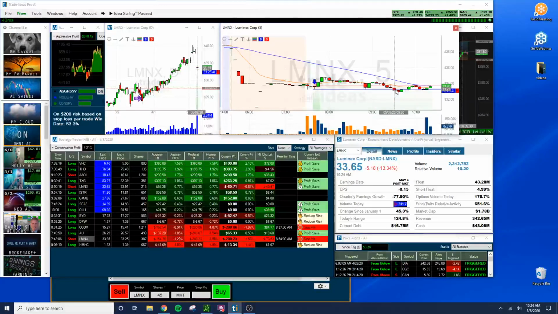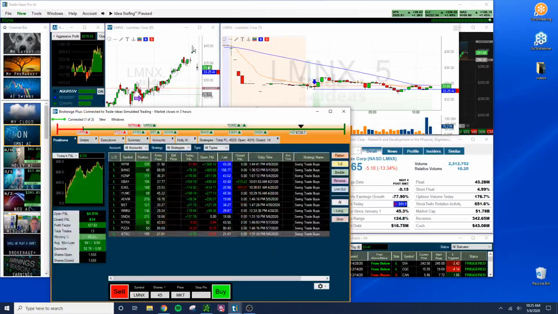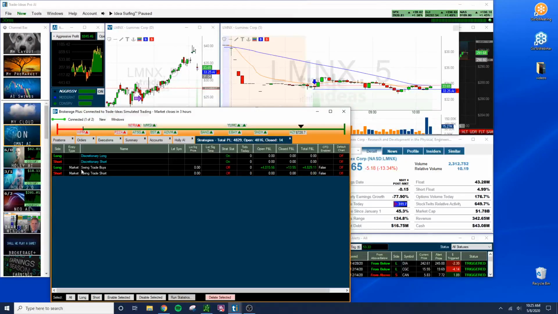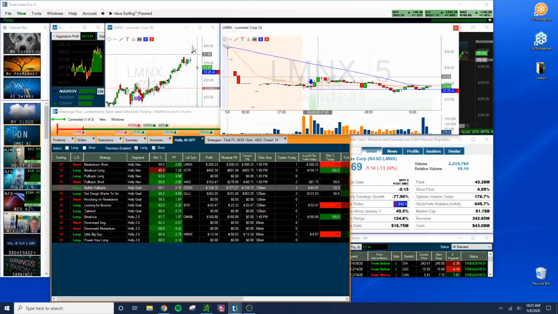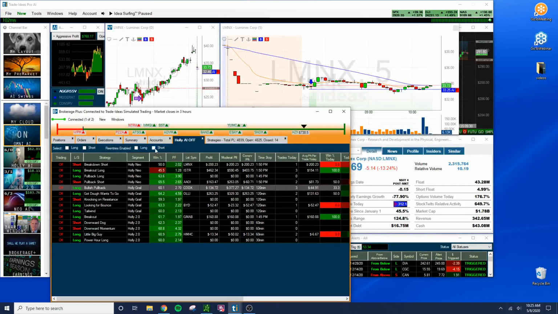And if you want to turn that on, the way you do that is you go into, let me open up my Brokers Plus window. You go into your strategies tab. Let's go to the Holly AI. So right here, see where it says re-entries enabled? I've got checks in the boxes. If I have checks in those boxes, that means I will do what Luminix did here. If I get stopped out, I'll get back in if it goes back to its level. If I have that turned off, then I won't. So that's what the aggressive means.